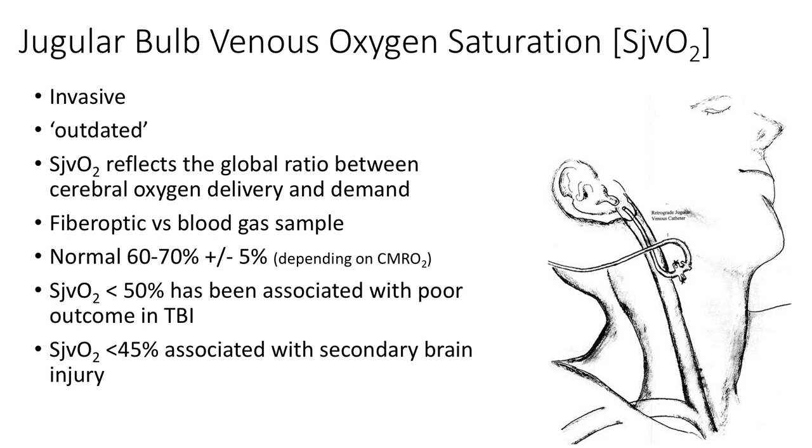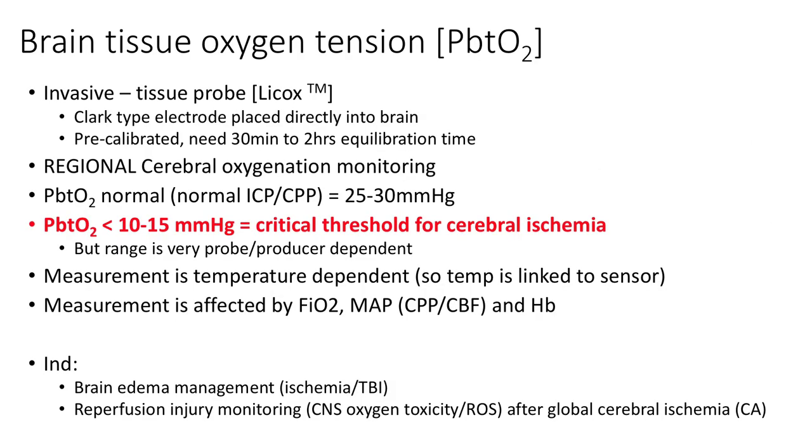If that saturation is less than 50%, in studies that has been associated with poor outcome in traumatic brain injury, and if it's even lower than that, 45% and less, it's associated with worsening of your brain injury, the so-called secondary brain injury. So, as I said, that venous saturation of outgoing cerebral blood is really more or less a laboratory technique, not in our clinical hands. So what do we have in our clinical hands?